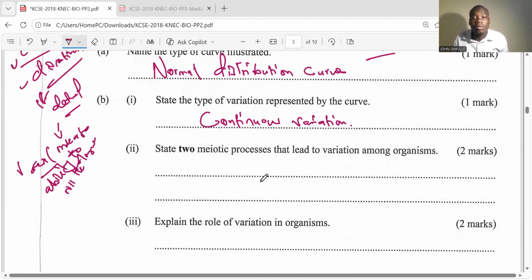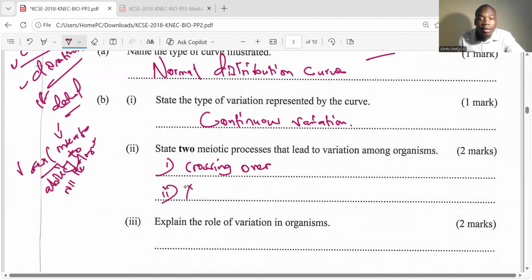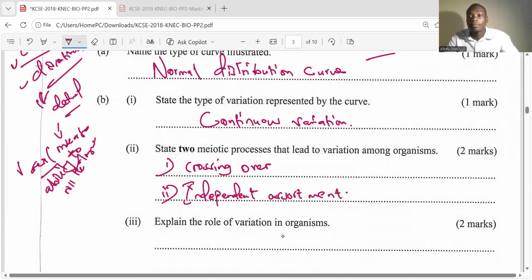State two meiotic processes that lead to variation among organisms. So one of the meiotic processes is crossing over. Crossing over. Number two is independent assortment. So remember how chromosomes pair, homologous chromosomes, they pair together. That is what we call crossing over.